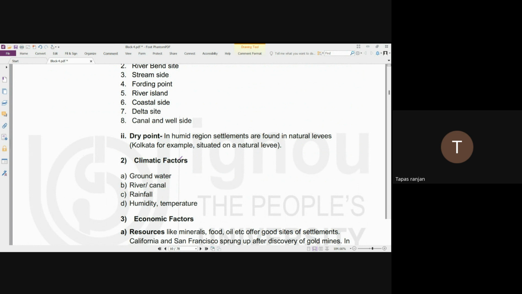So what it is basically explaining to us is that in coastal regions, most of the people prefer to live in higher places, which are slightly elevated from the sea level or the plain area, or else the annual flood will inundate their houses. So that is basically a problem. Those are the examples of dry points. You can take the example of Kolkata. Kolkata is basically situated on the natural levee of the Ganga river.